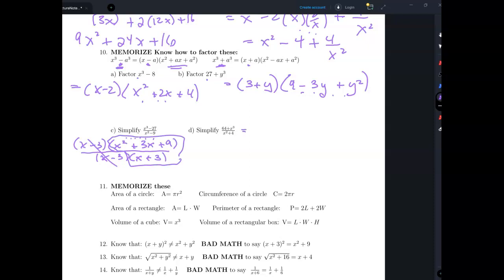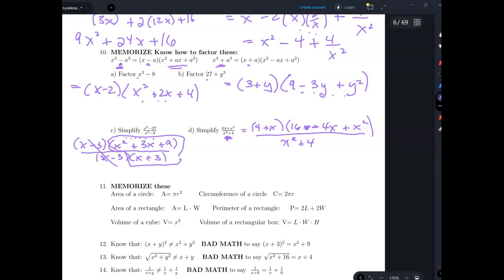Okay, so let's do this one. 64 is 4 cubed, right? So I'd have 4 plus x, and then 4 squared is 16, minus 4x, and then plus an x squared, all over, oh wait a second, this is not difference of squares. There's nothing to do with it, so you just get to leave it like this.